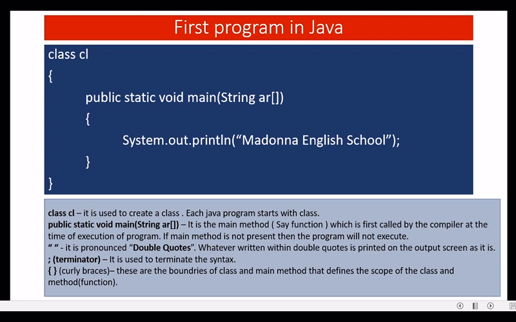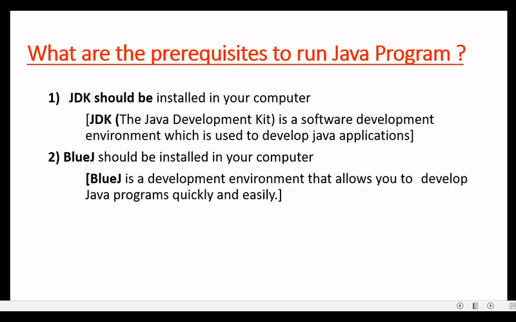Now today we'll know how to start writing the first Java program, then how to compile, and then how to run, means how to get the output. So first of all we should know what are the prerequisites to run a Java program.